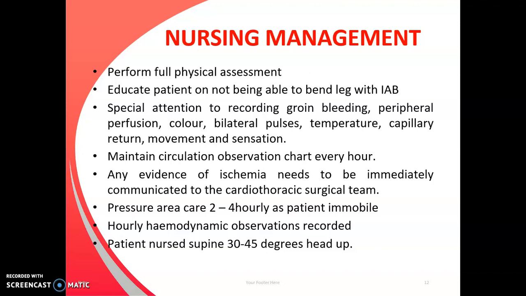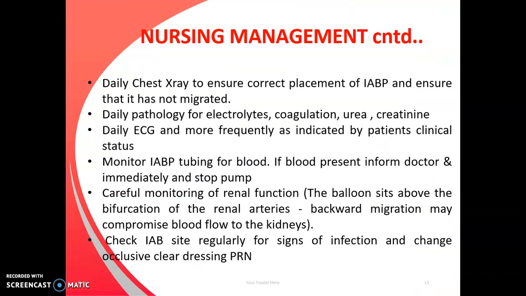Pressure area care is provided every 2 to 4 hours. Hourly hemodynamic observations. The patient is nursed supine and 30 to 45 degrees head up. Daily chest X-ray to ensure correct placement of the IABP and ensure that it has not migrated. Daily pathology for electrolytes, coagulation, urea, creatinine. Daily ECG and more frequently as indicated by the patient's clinical status.